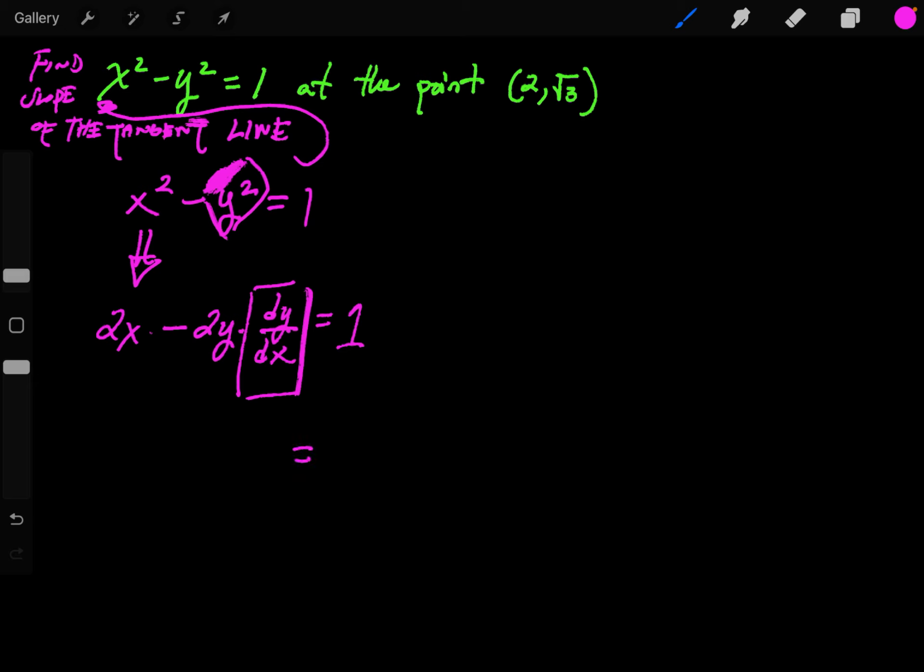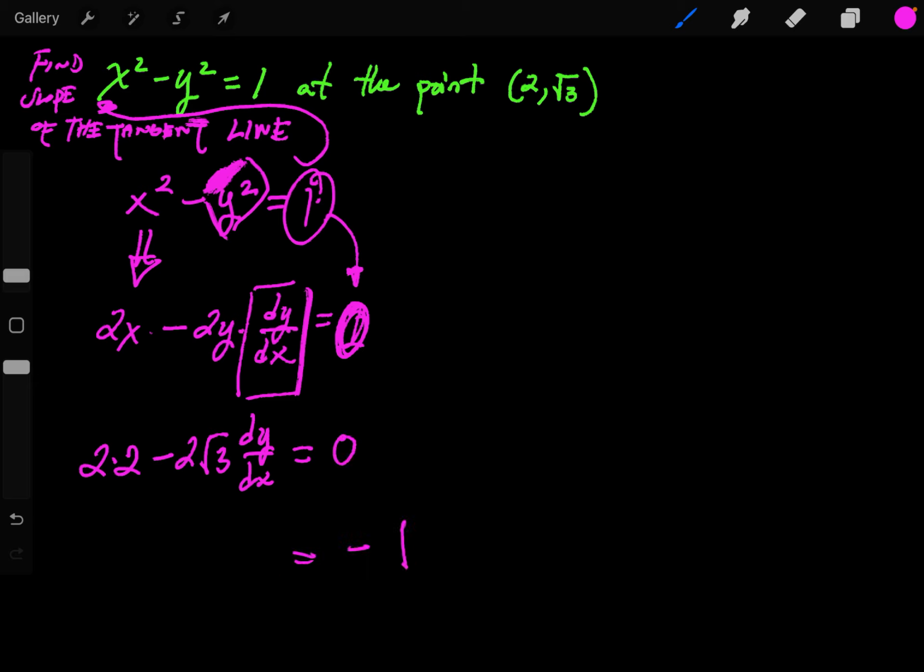Now again, I could solve for dy dx, or I could plug in this point. So I have 2 times 2 minus 2 times the square root of 3 times dy dx. I messed up my differentiation, because what's the derivative of 1? 0. And then this is 0 over here. Then I can solve for dy dx. This is negative 4 on this side, negative 2 root 3 dy dx. Then I divide by negative 2 square root 3 on both sides, and I get 2 over the square root of 3 as dy dx.